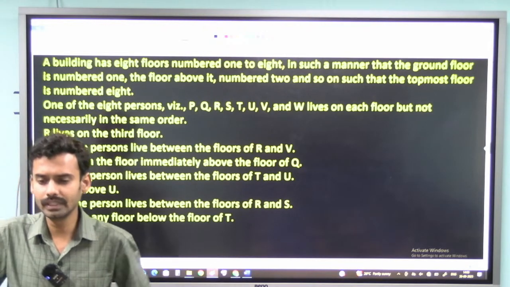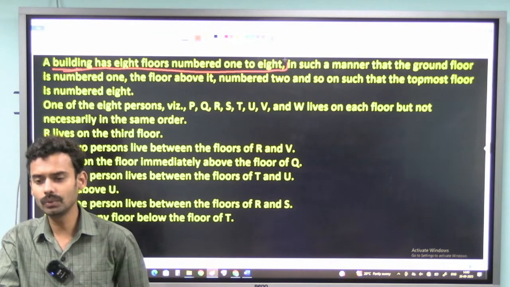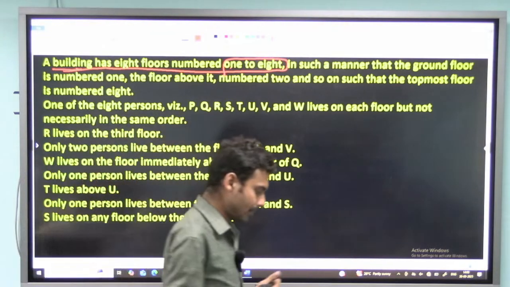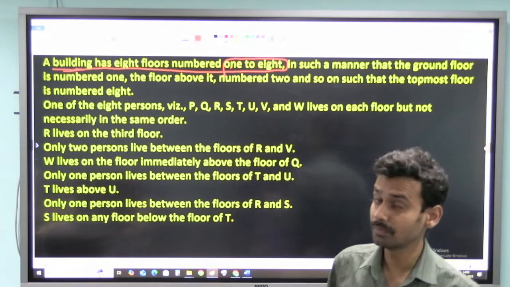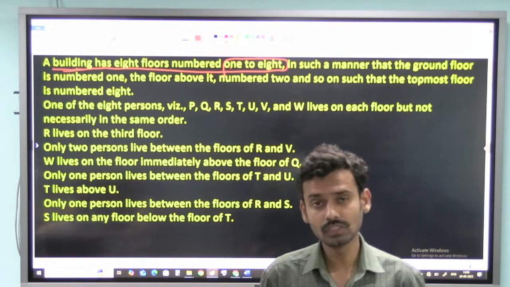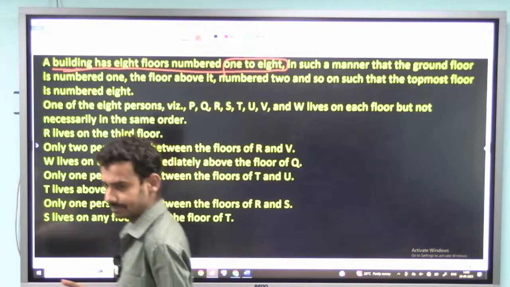One thing we should be knowing here, the building has 8 floors numbered 1 to 8. So in a floor based puzzle, we will not be having anything called ground floor. The ground floor should be treated as 1st floor. So that is the most important point here. So there is nothing called ground floor here.